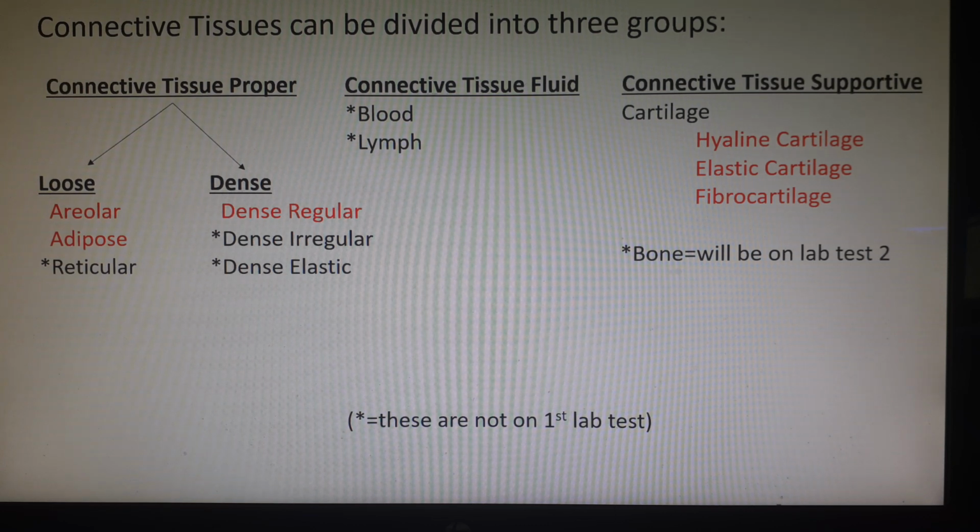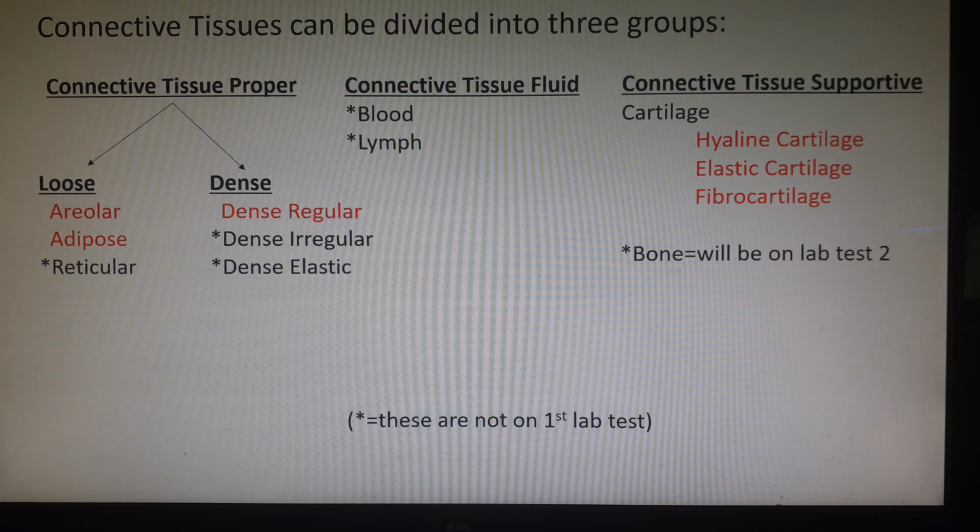This has to do with the number of fibers in the ground substance. If you have a little bit of fibers and a lot of ground substance, that is a loose connective tissue proper. If you have almost all fibers and very little room for ground substance, you have a dense connective tissue proper. Now on this slide, you see some of them are in red.